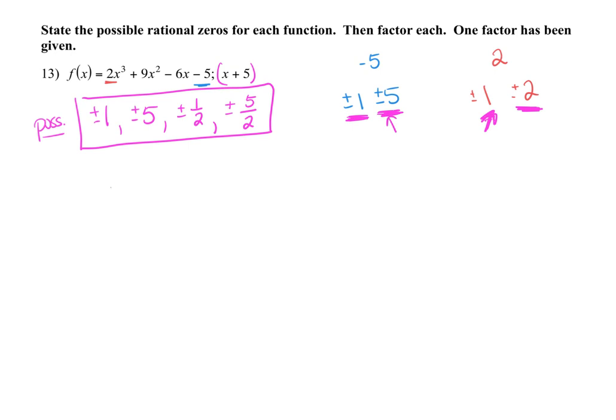So I'm going to do exactly like I did before. 2, positive 9, negative 6, negative 5. As always, I do have to make sure that it goes 3, 2, 1, and a constant. I'm going to do the synthetic. Because it gave me a factor here, I am going to change the sign. It was x plus 5. I'm going to use a negative 5. And then I'm going to do exactly what I've done before. I'm going to add down, multiply up.